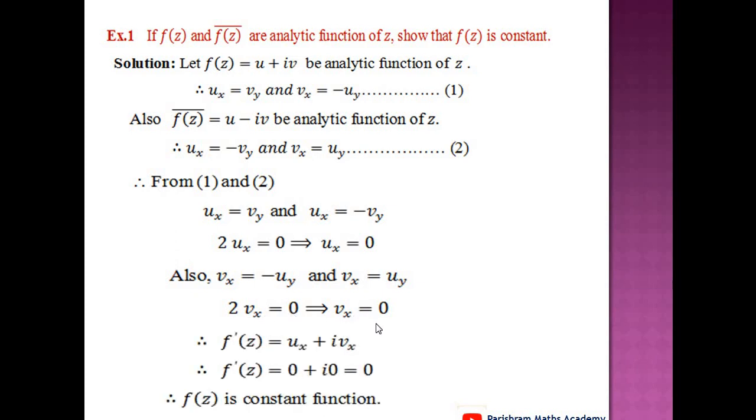And therefore f'(z) = ux + i vx, but the value of ux is 0 and the value of vx is also 0. It means f'(z) = 0, that is, the derivative of the function f(z) is 0. It means f(z) is a constant function.